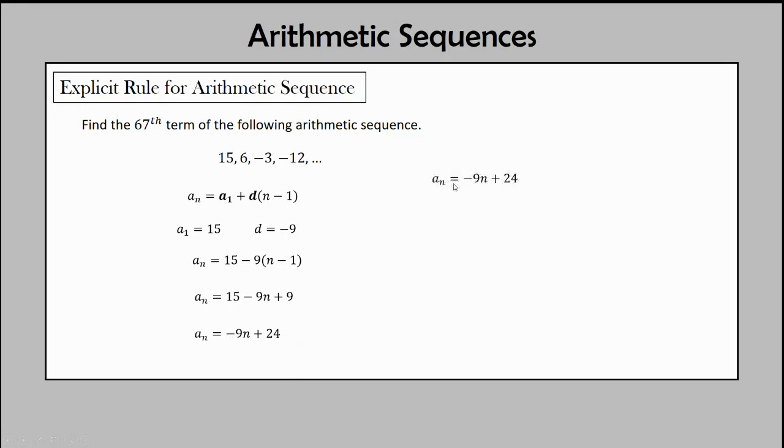Okay, now use it. Take our rule and find the 67th term. So a sub n equals -9n plus 24. A sub 67, we replace our n's with 67. -603 plus 24. And we now know the 67th term of the sequence. So if I carry this out to get to the 67th one, the answer is going to be -579.